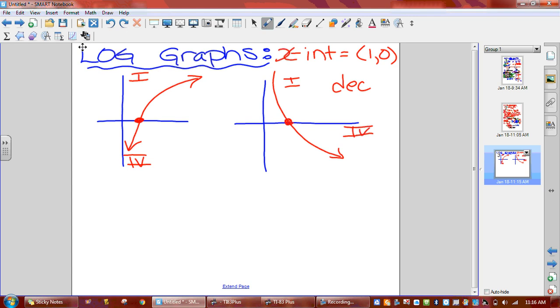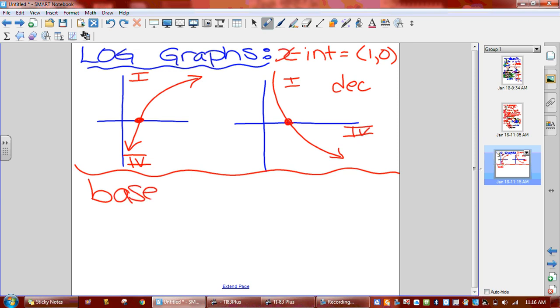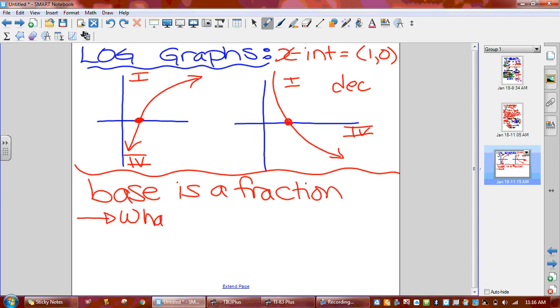Now let's talk about what if we change the base number to a fraction. So we saw the base number if it was a number greater than 1, but what if the base is a fraction? Base is a fraction. What does that tell us? So if I have a base as a fraction, what does that tell us? So we're going to take a look specifically at an example. So we're going to get our calculators out again.